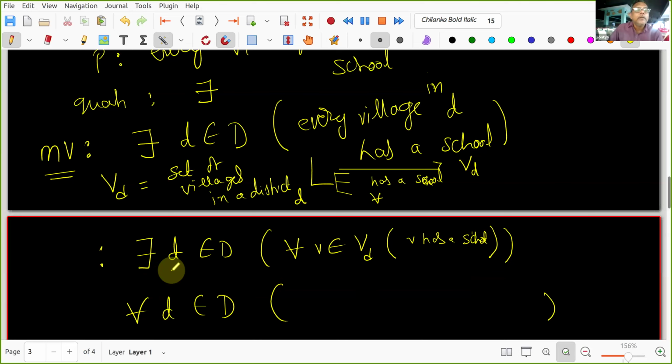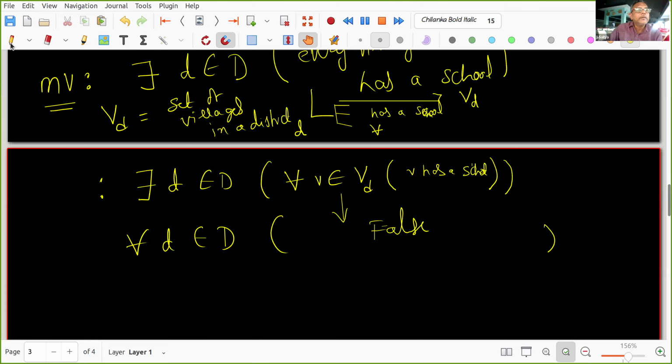Sorry, I said it wrongly. There exists a D such that something is true; that is what is written. The negation means it is not true for every district: given any district D, the inside thing is wrong. So first we negated this portion, and now we need to negate this portion. Given any D in D, this is not true. So I need to negate this. How do I negate this?